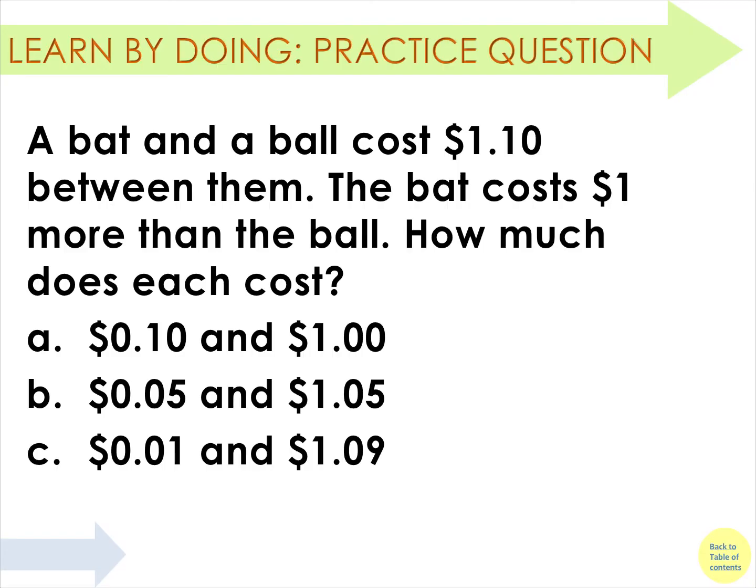All right, here's a little game. A bat and a ball together cost $1.10. The bat costs $1 more than the ball. How much does each cost? Think about it and then answer quickly. A, 10 cents and $1. B, 5 cents and $1.05. C, 1 cent and $1.09. Pause.